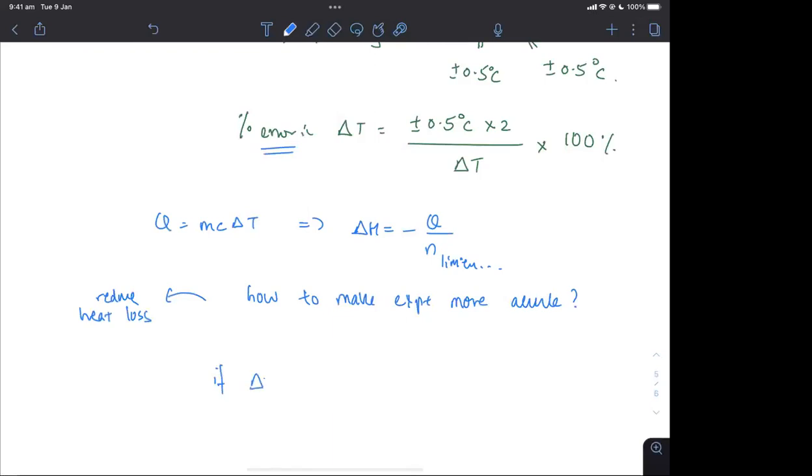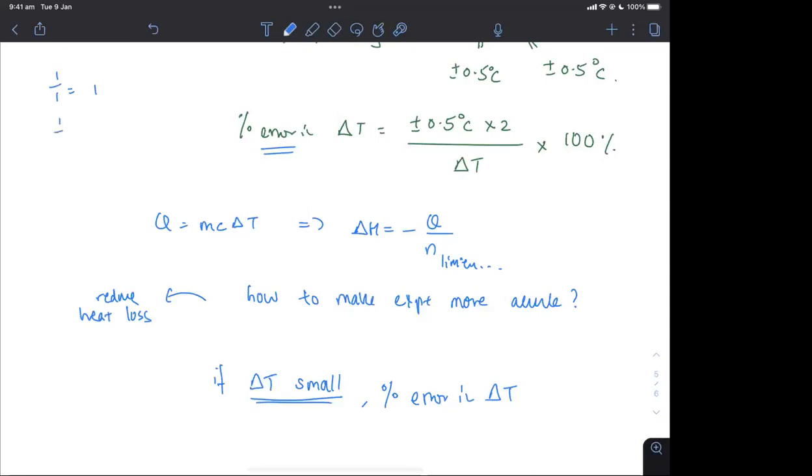Now, if delta T is small, what will happen to the percentage error in delta T? Is it bigger or is it smaller? What do you think, Shakira? If the change in temperature is small, what happens to percentage error in the change in temperature? Is it bigger or smaller? Smaller. So the thing at the bottom is smaller. Something divided by smaller, is it going to be bigger or is it going to be smaller? Bigger. There you go. So we just need to think about, it's not on top, it's the denominator.